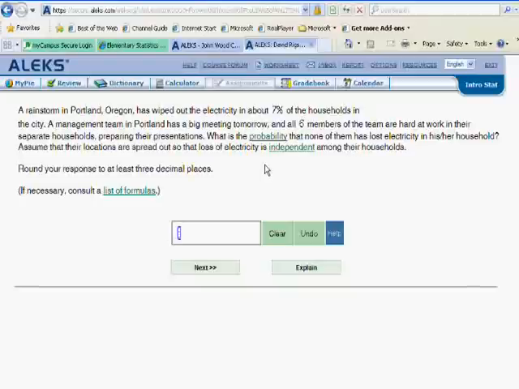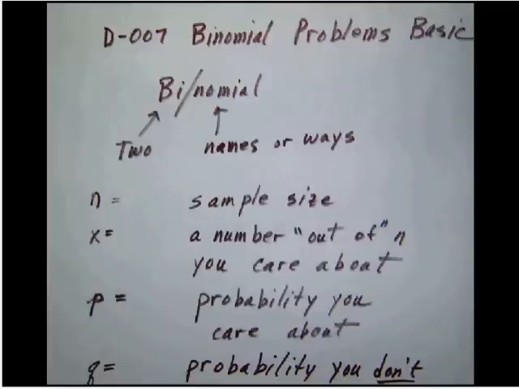Well, since this is a binomial problem and since there's going to be several of those, let's take a look at our notes and see what we have here. First thing I would remind you is that the word binomial basically means 2 names or 2 ways for a thing to happen. Now in this case we're looking at electricity, and electricity is either on or off. Flipping a coin is binomial because it either comes up heads or tails. The characteristic of a binomial problem is that there's only 2 possible outcomes.